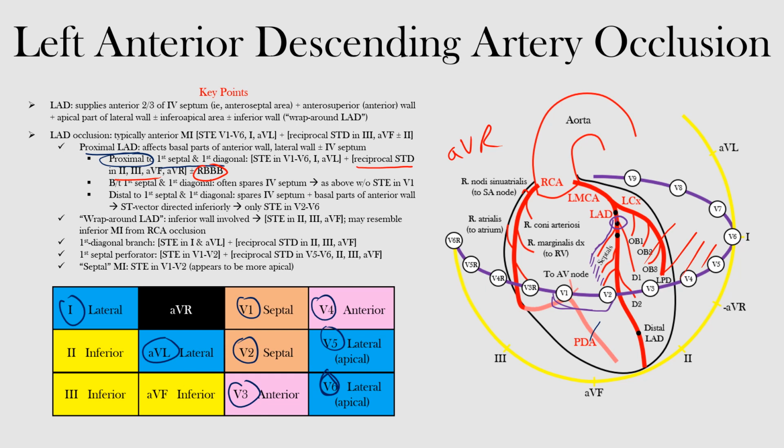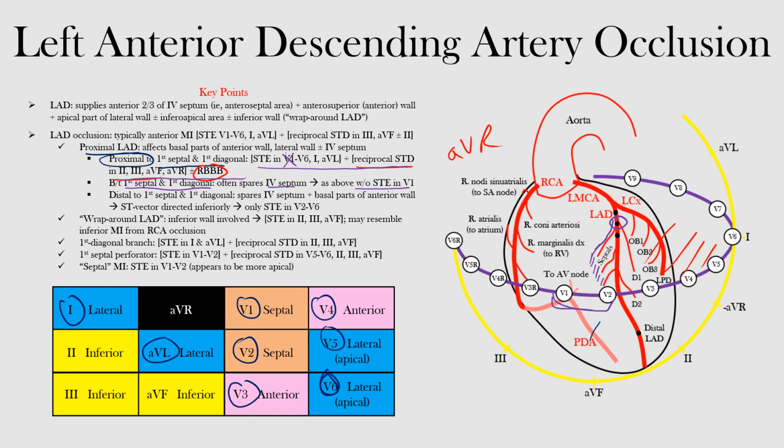Now, what we also have affected here is everything else. So you pretty much have the same changes as we saw with the proximal lesion, but in this case, we just don't have ST elevation changes in V1. Okay, so between the first septal and first diagonal, it often spares the interventricular septum. So we have all these changes that we mentioned above. The only exception is we don't see it here in V1. Okay, so it's absent. ST elevation is not seen in lead V1 that's overlying that septal region.